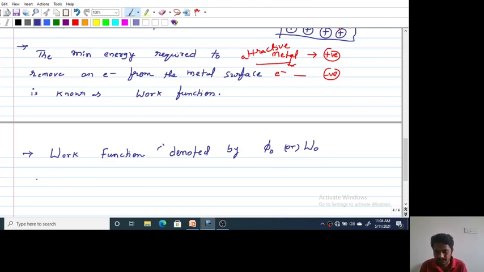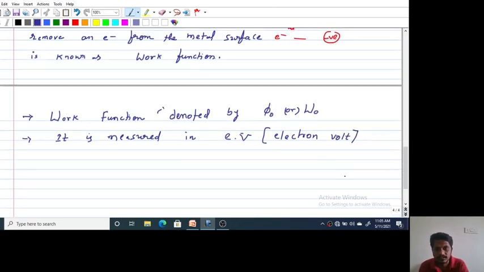Generally, how is it measured? The work function is measured in electron volts, eV. This is a unit of electric energy. So it is measured in electron volts.